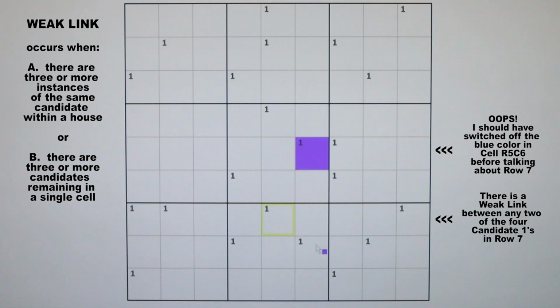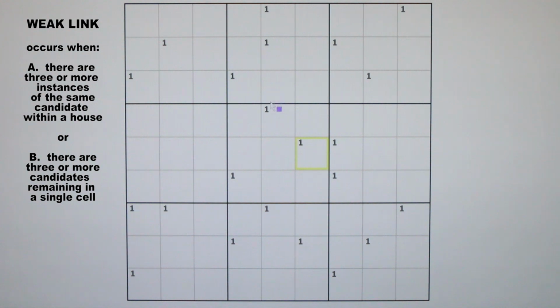Okay, so in column 5, there are 4 ones, so there's only a weak link between any two of those. And in row 2, there are 3 ones, so there's only a weak link between these two, or between those two. There's only a weak link.